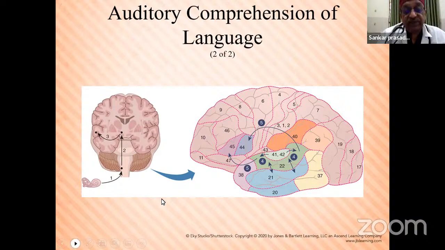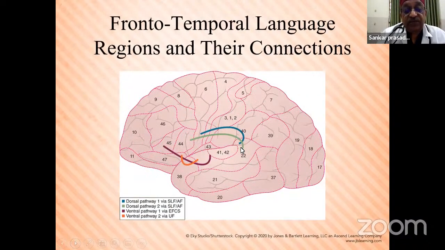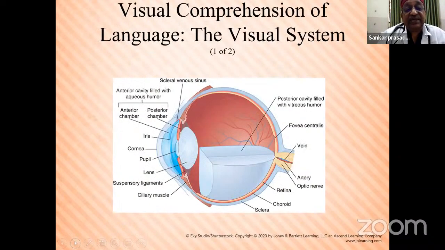And you can see the dorsal pathway, superior longitudinal fasciculus and arcuate fasciculus. That is one pathway. The second pathway is also here, and the ventral pathways are connected here, right? Uncinate fasciculus is connecting the frontal, the Broca's area here. And so these are the short loops. There are long loops. So the whole thing is connected, intrinsically connected.